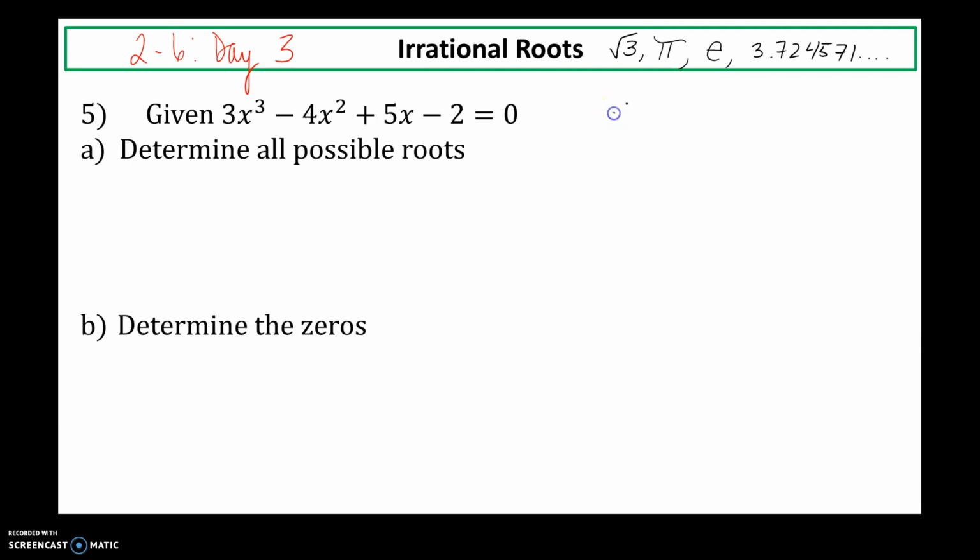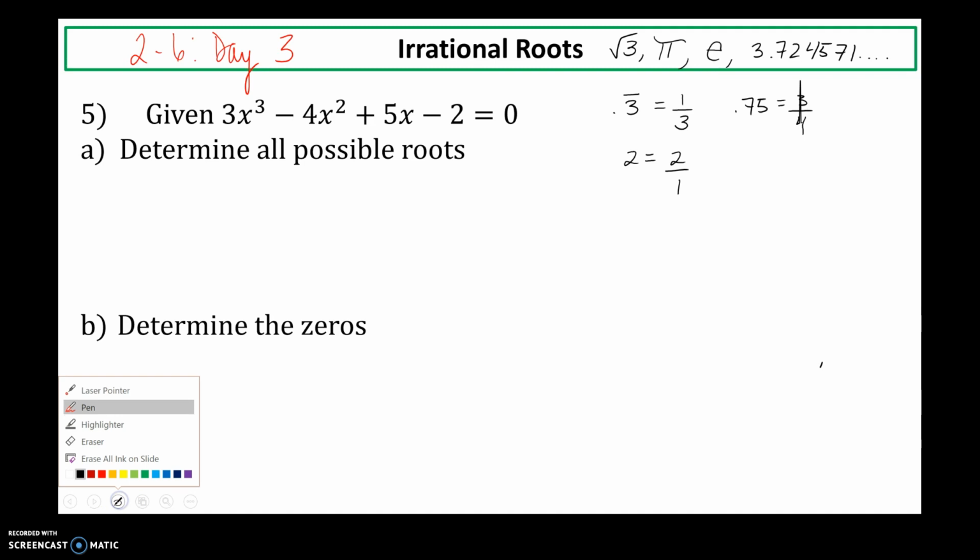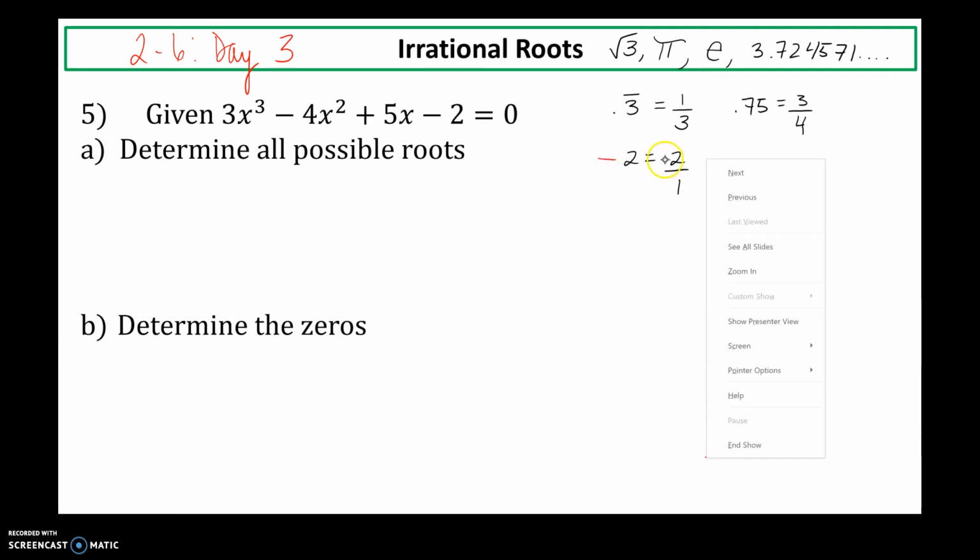Okay, so 0.3 repeating is a rational number because it can be written as the fraction 1 over 3. 0.75 is a rational number because it can be written as the fraction 3 over 4. 2 is a rational number because it can be written as the fraction 2 over 1. And rational numbers can be both positive and negative. So I could put a negative sign in front of this and it's still rational using the same line of reasoning.